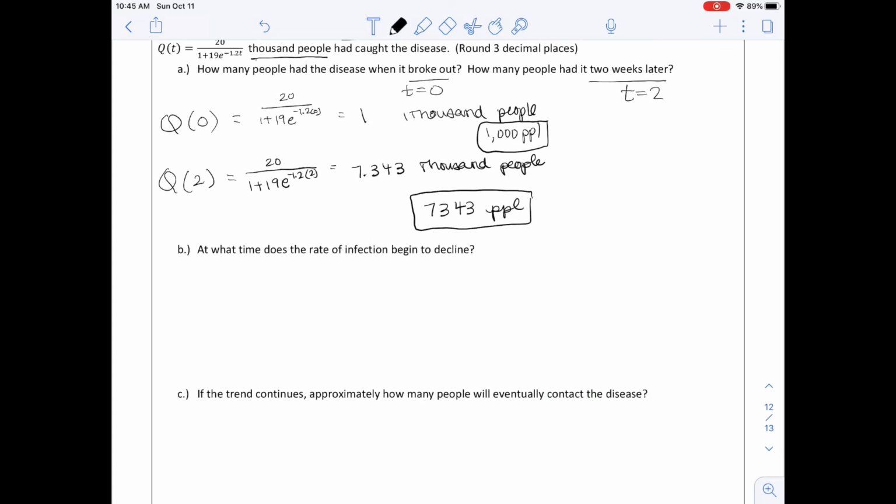So part B and part C we will look at together in class.